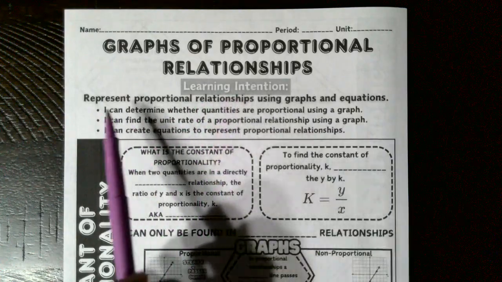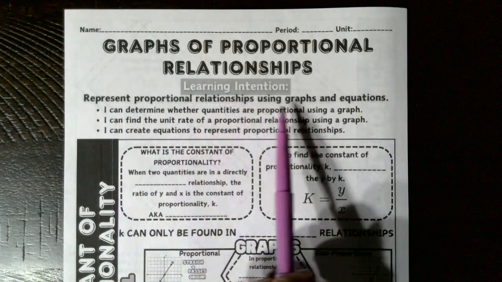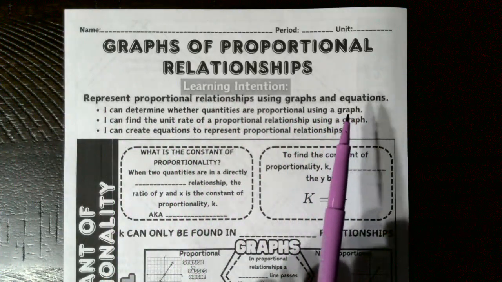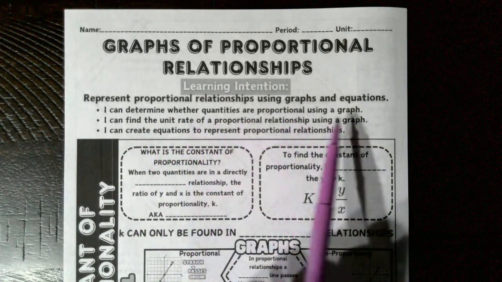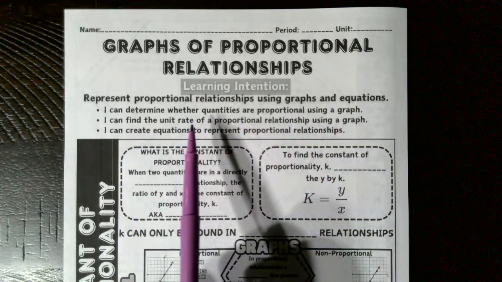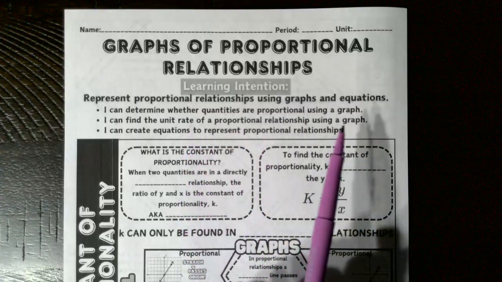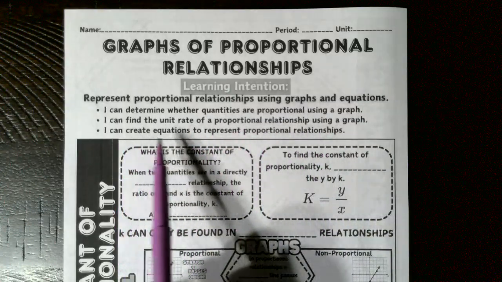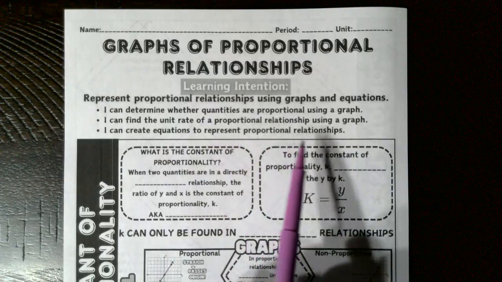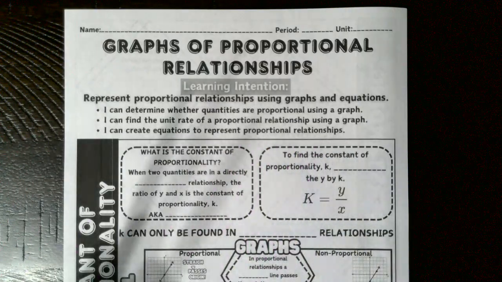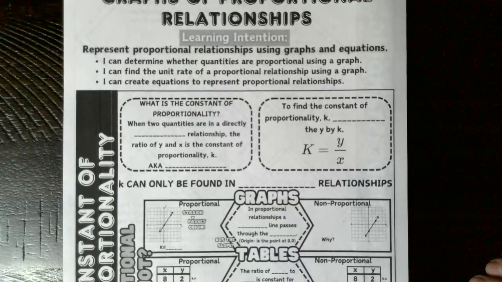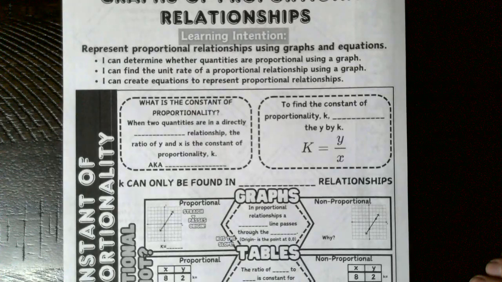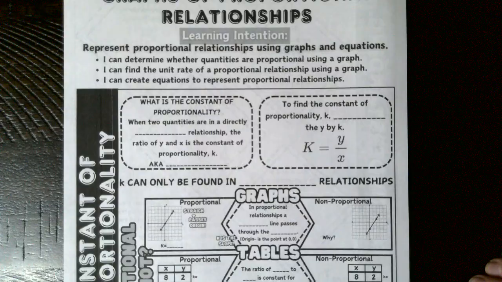So your learning intention is to represent proportional relationships using graphs and equations. You will know that you are successful when you can determine whether quantities are proportional using a graph, you can find the unit rate of a proportional relationship using the graph, and you can create equations to represent proportional relationships. Okay, so some new things that you probably haven't heard before, so I need you to make sure you're focused, because this could get a little confusing.